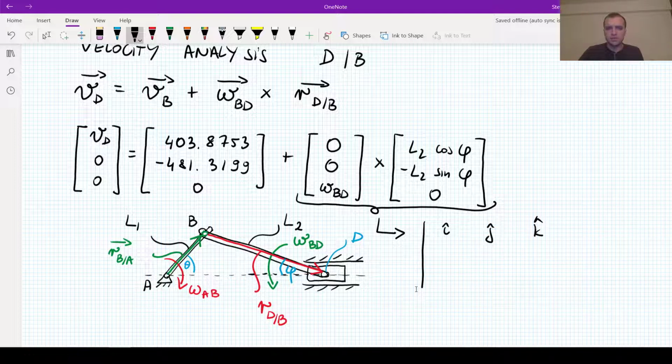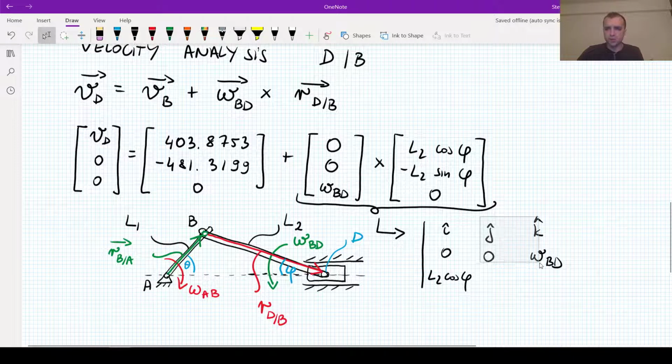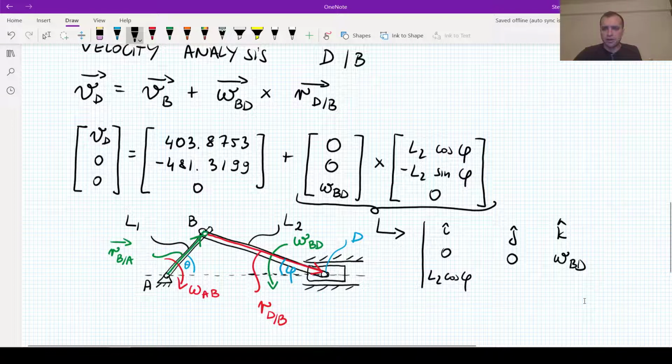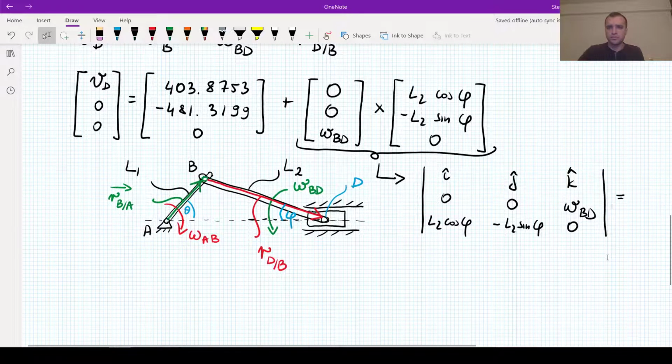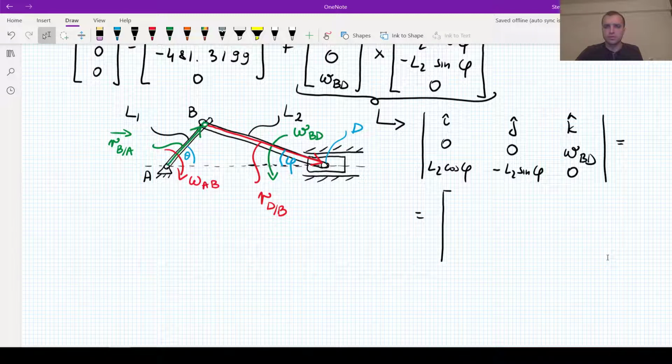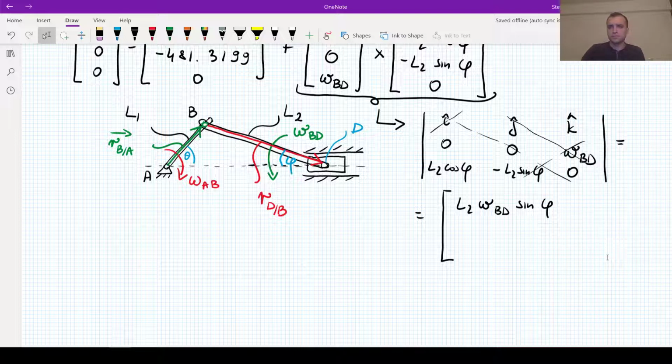i, j, k. The second row is 0, 0, omega BD, and in here we will have L2 cosine of this angle, whatever its name is. In here we will have minus L2 sine of so-called psi, and 0 in here. Okay, let's find the value of this determinant. I'm going to write it here. So it will be L2 omega BD sine of this angle, L2 omega BD cosine of this angle, and 0. Yes, it has to be 0.